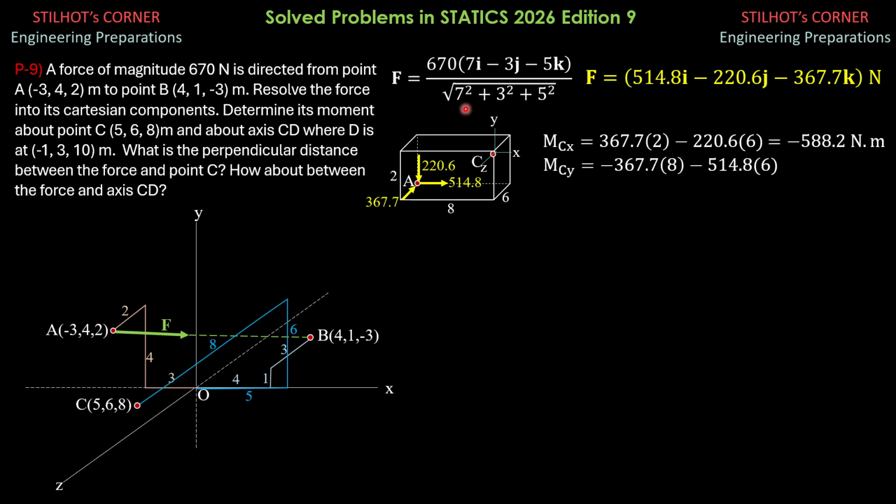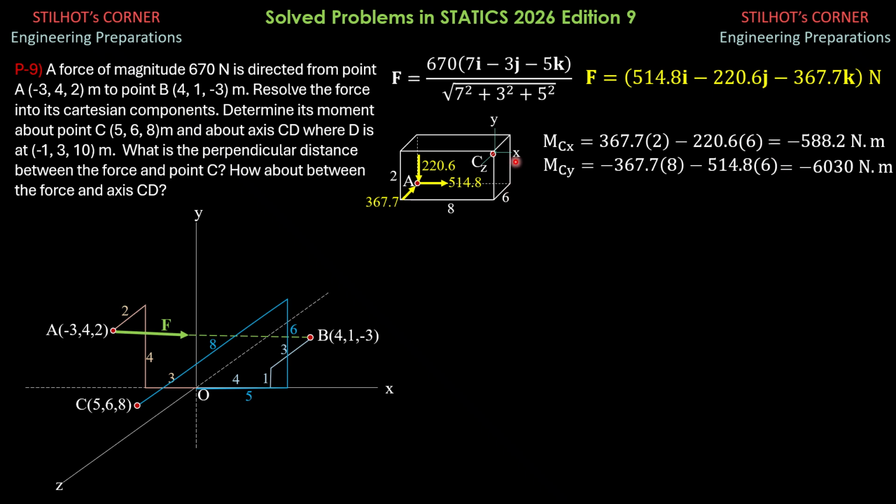Negative 367, this is the positive sense, so it is opposite. So you look at the top and C is here. So clockwise for 367.7, clockwise also for 514.8. So that's why they are negative. So it is negative 6,030 Newton meter.